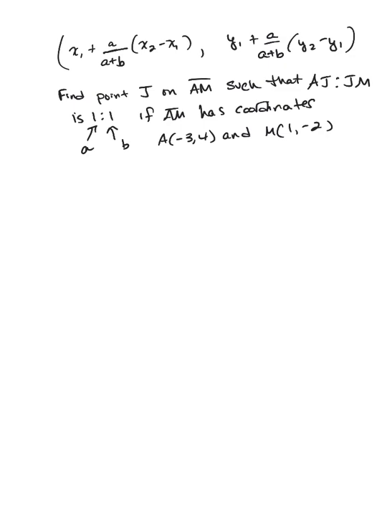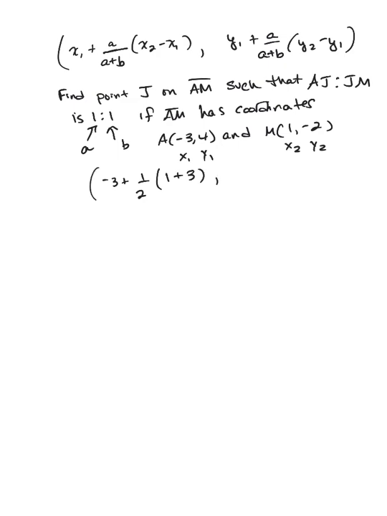So the way you're going to do this is where you're starting at is x1, y1, so we're starting at A. Where you're ending at is x2, y2. Then it's just a matter of plugging into the formula. So I have x1, which is -3, plus a over a plus b. Well, a is 1. a plus b would be 1 plus 1, or 2. And then I have x2. Well, x2 is 1 minus -3.